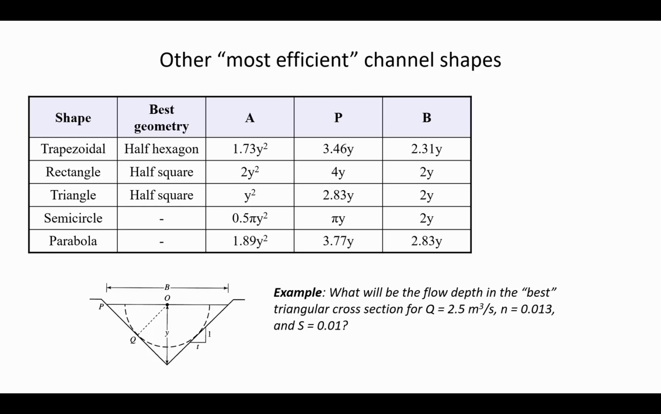Okay, so what would be the flow depth in the best triangular channel for a flow rate of 2.5 cubic meters per second, Manning's n of 0.013, and a slope of 0.01? So what we would do here is we would say Q is 2.5, n is 0.013, and then we would substitute in the expression for wetted perimeter. Since this is a triangle, instead of P, you'd have 2.83y in the P value, and instead of A, you just put in y squared.